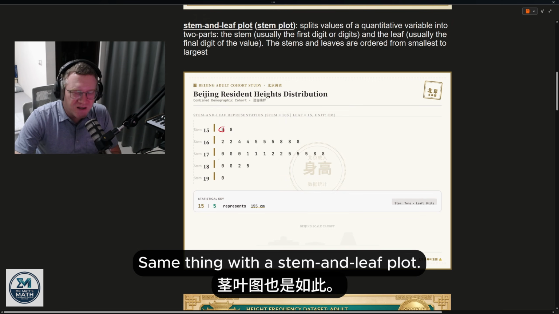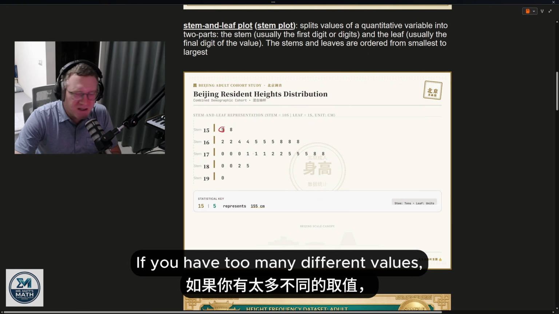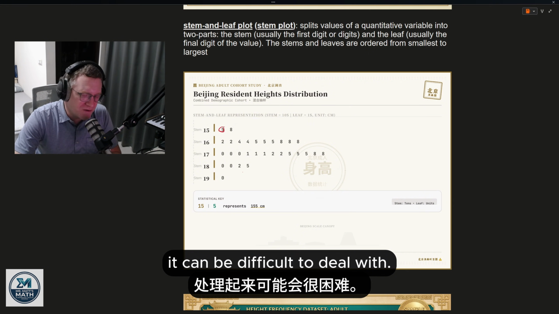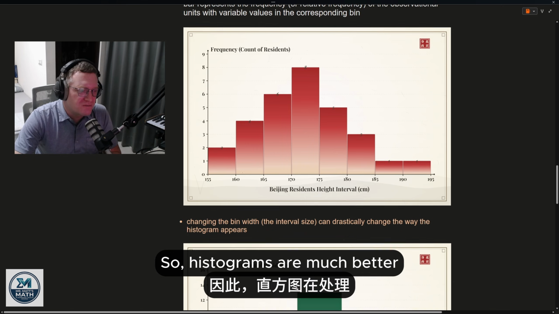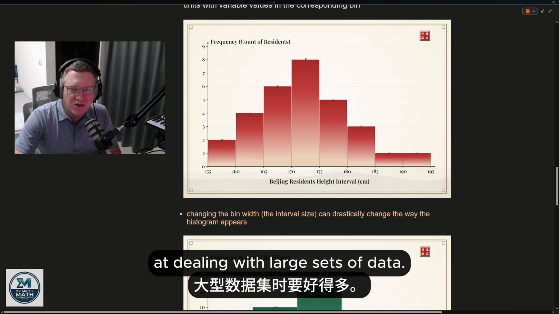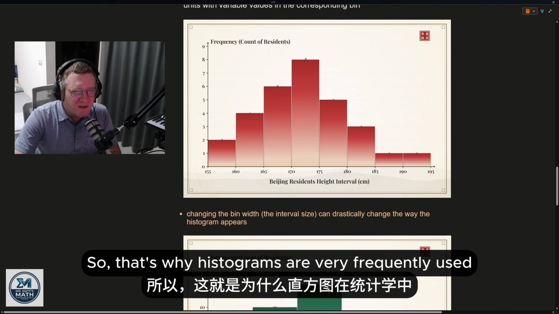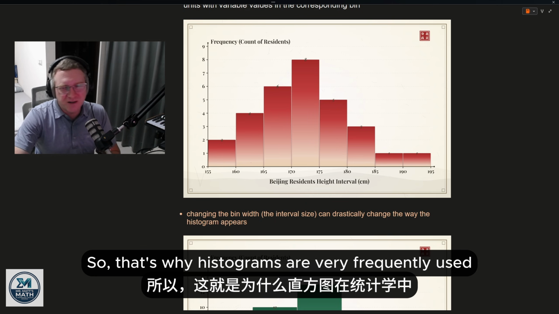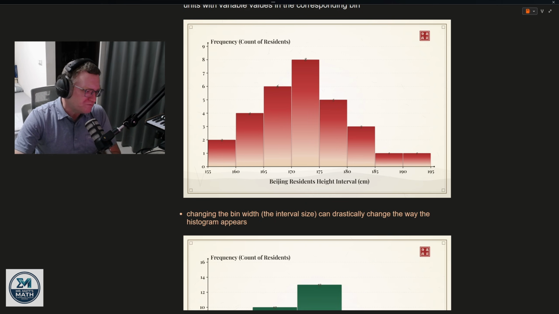The same thing with a stem and leaf plot. If you have too many different values, it can be difficult to deal with. So histograms are much better at dealing with large sets of data. So that's why histograms are very frequently used in statistics.